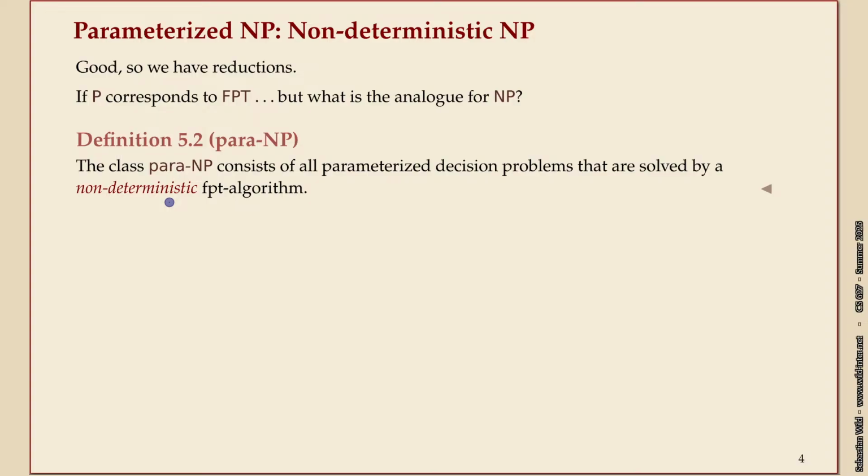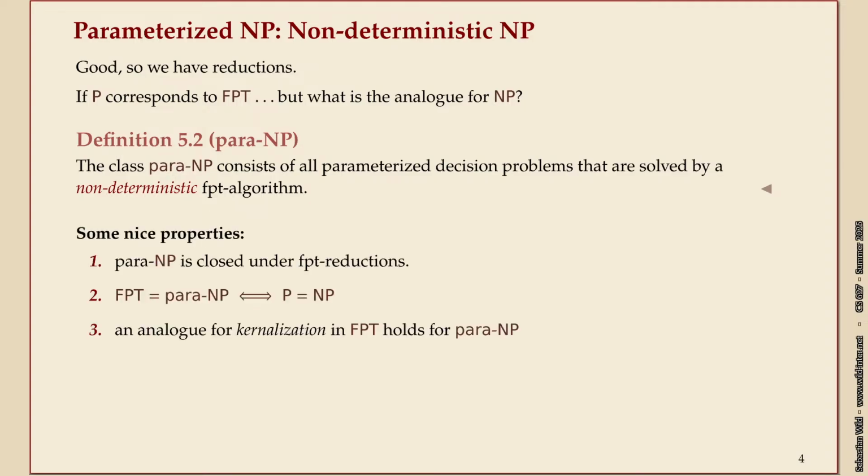We allow a non-deterministic machine, a non-deterministic Turing machine, but we allow it an FPT number of steps. Right? So same as before. That's some function of the parameter that's arbitrary, and then a polynomial in the input size. Same notion as before. Indeed, this class has a few promising properties. I'm not going to prove those. You'll see soon why. First of all, it's closed under FPT reductions.